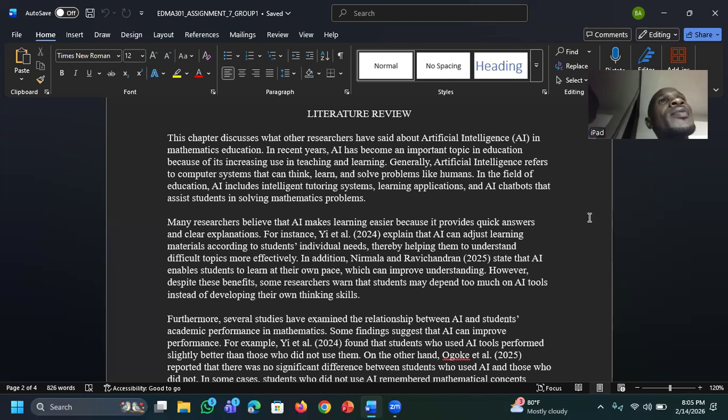So, for example, instead of trying different strategies of solving a geometric problem, students just feed AI with it, and then AI will just come up with solutions and then they copy instead of thinking through. You see, so they just copy solutions from AI instead of thinking through and then developing their own critical thinking skills.